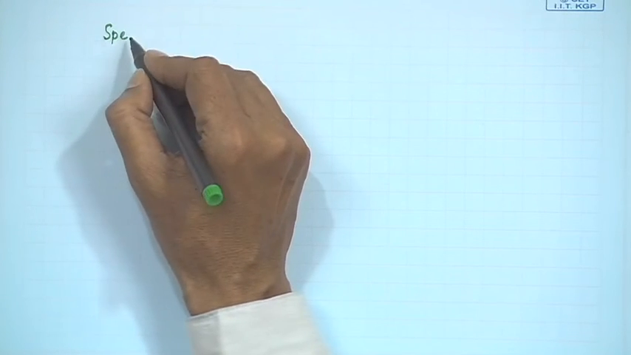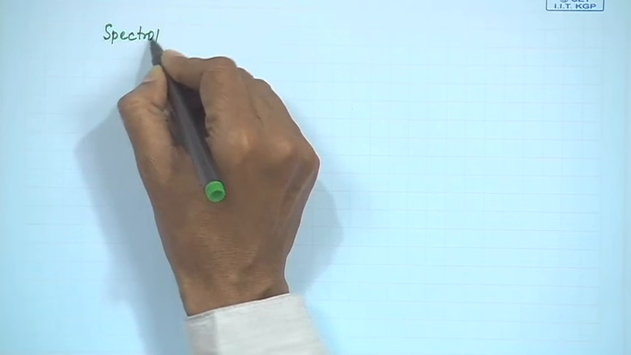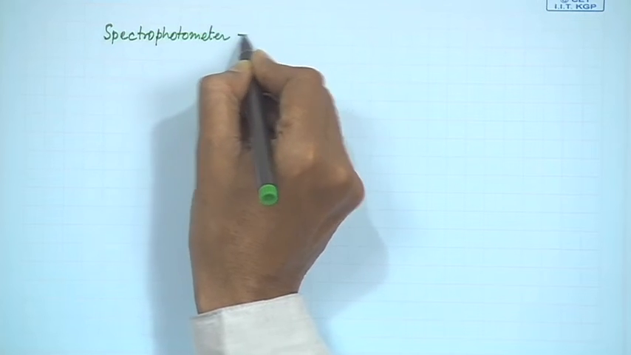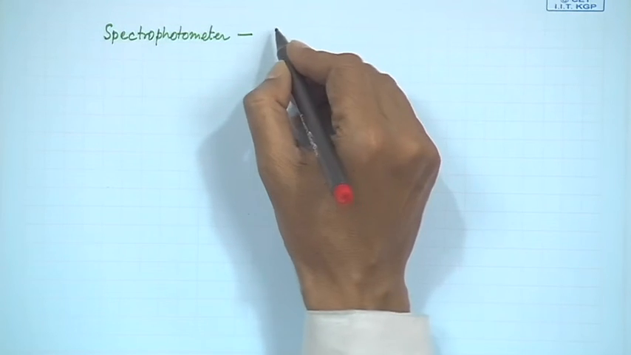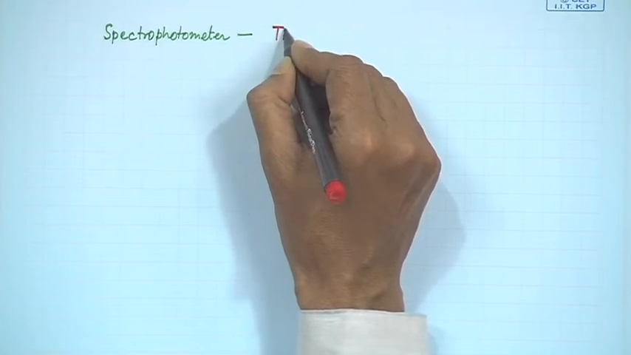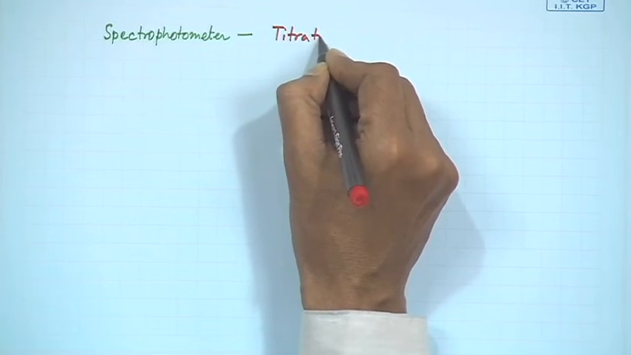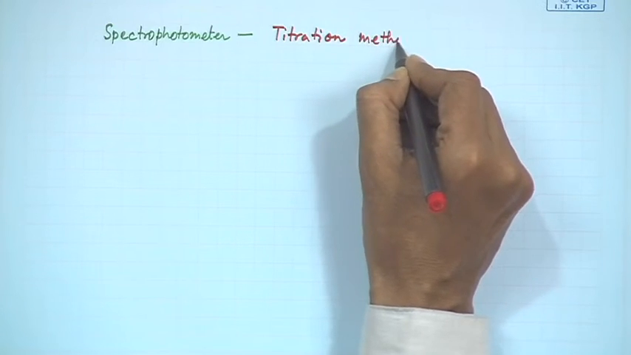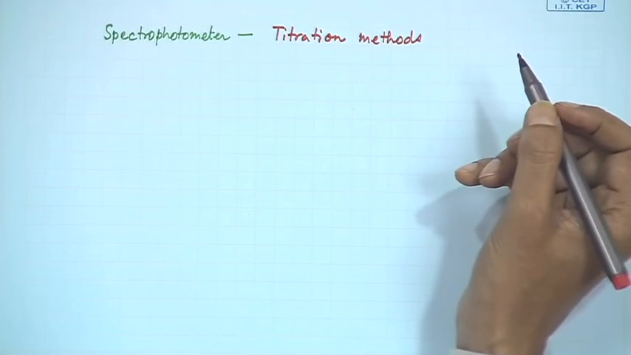So, when we use this particular methodology, we can use the spectrophotometer. And in this case, when we go for the spectrophotometer, we will be seeking answers for the different titration results or the different titration methods.